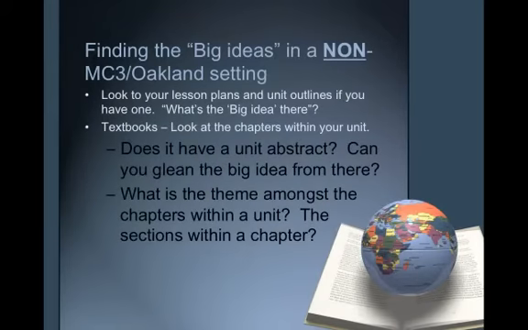The chapters within a unit are organized obviously in chronological sequence, but there are some themes there. Does your textbook have a unit abstract? If you look at the beginning of the unit in your textbook, there might be a little blurb in the teacher's edition about it. Can you glean the big idea from that? Take a look at the theme amongst the chapters in a unit, even the sections within a chapter if you're doing a chapter by chapter test.